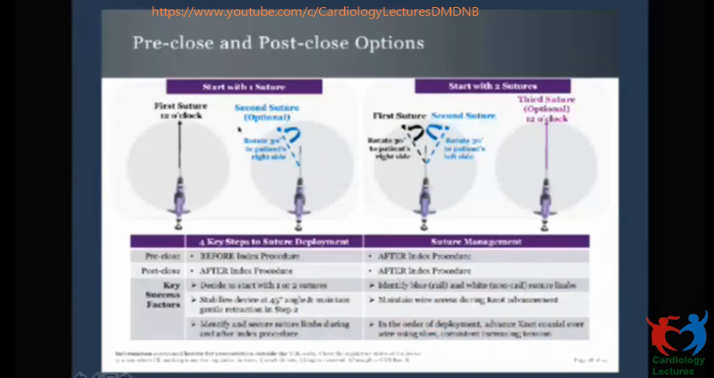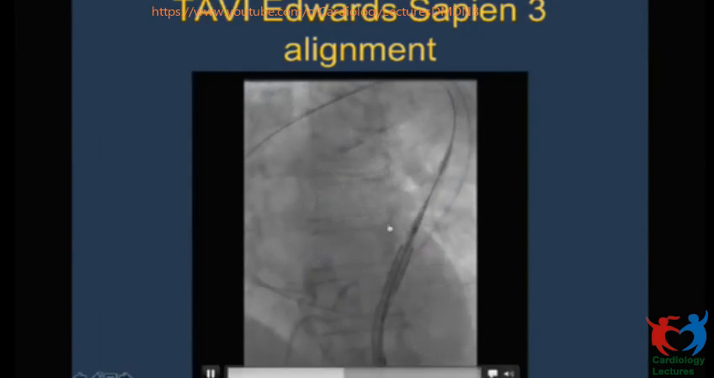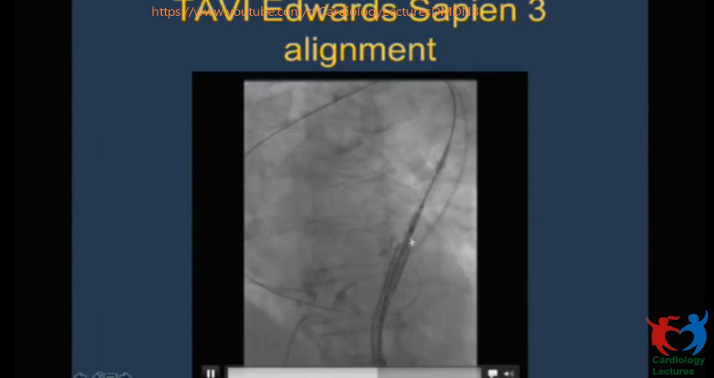The first one you put at 10 o'clock, and the second one you rotate 30 degrees or 15 degrees. You put it at 2 o'clock, and you will close them. It's a pre-closing: you put them before, and you close them at the end of the procedure. So let's check how we align a SAPIEN 3 in the descending aorta. You see here, we are pulling the balloon back in the valve.